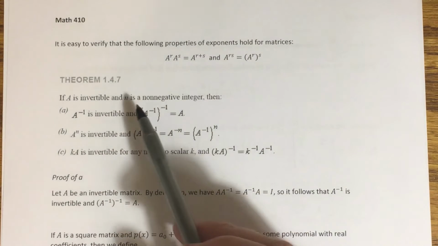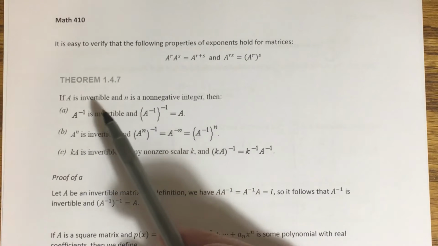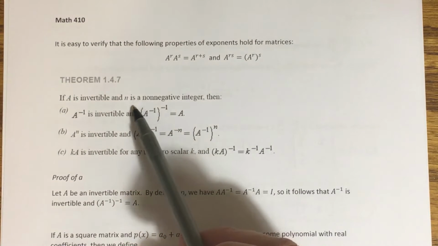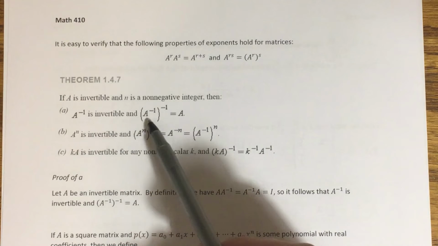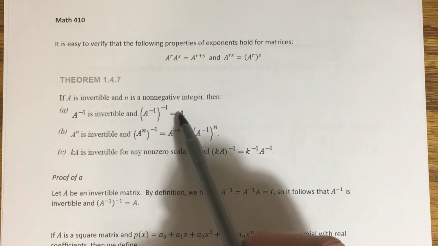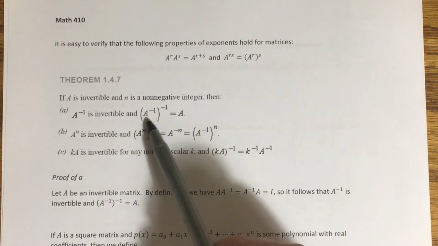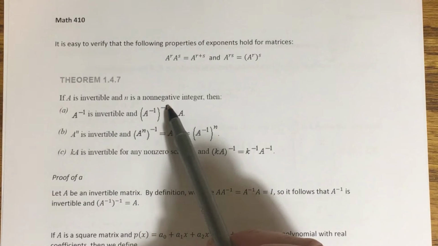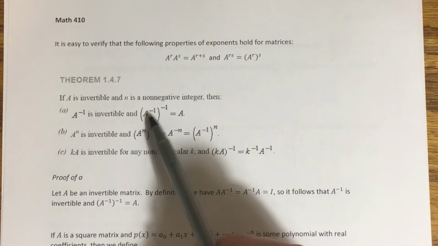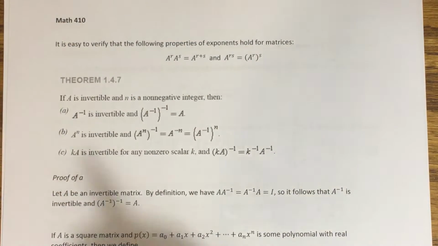We can establish more useful properties of exponents in this theorem here. So if we assume that A is an invertible matrix, and if n is a non-negative integer, then A inverse is invertible, and the inverse of A inverse is A. This is easy to show because, again, remember, this is saying we have this matrix that we're calling A inverse. Its inverse should be a matrix that can be multiplied to A inverse and give me I. But by definition, A inverse times A gives me I. So that establishes that pretty easily.